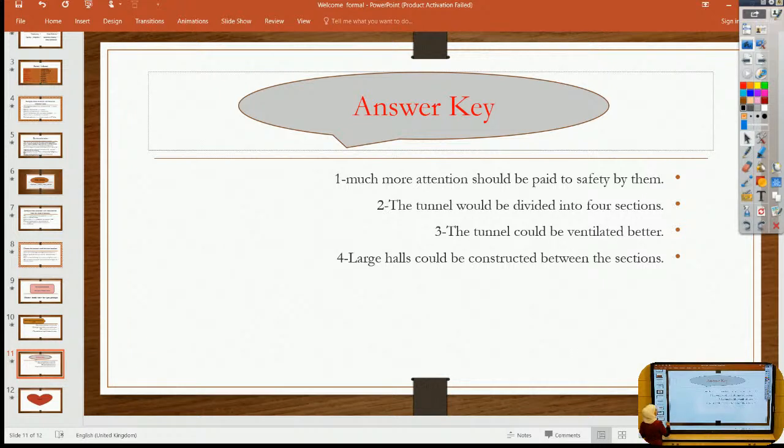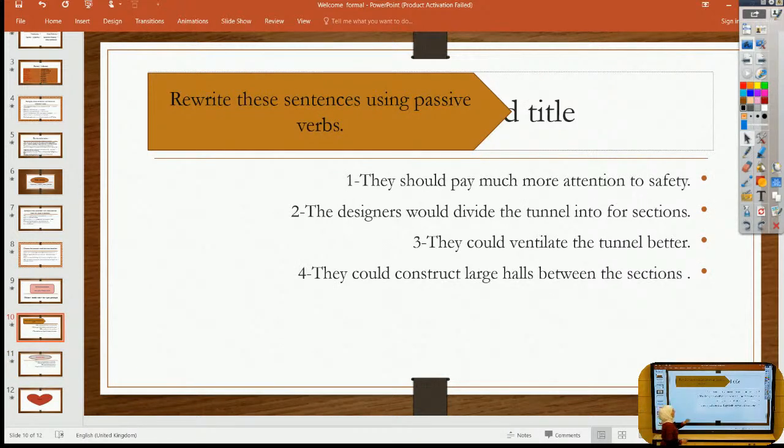Now, try to answer with me. Number 3. They could ventilate the tunnel better. To remind you: object, modal, be, past participle, then the completion. Here, so, where is the object? The tunnel. Could be, past participle, ventilated better.